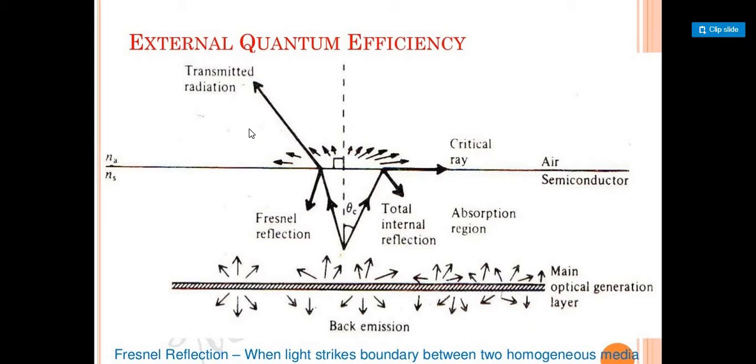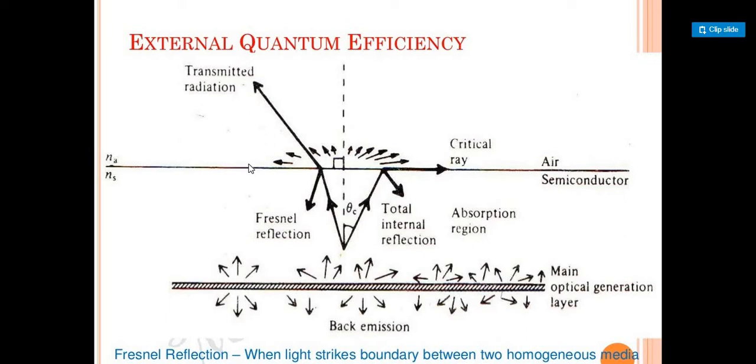If you see this diagram, when light rays strike the boundary between two homogeneous mediums with different refractive indices, a portion of the light is reflected back and the rest is transmitted further. In that particular direction, there is no internal reflection. But at a certain angle the light starts getting reflected in the same direction. If the light is passed in the semiconductor and comes back into the semiconductor only, then this is called total internal reflection. Clear? This is the diagram for external quantum efficiency.